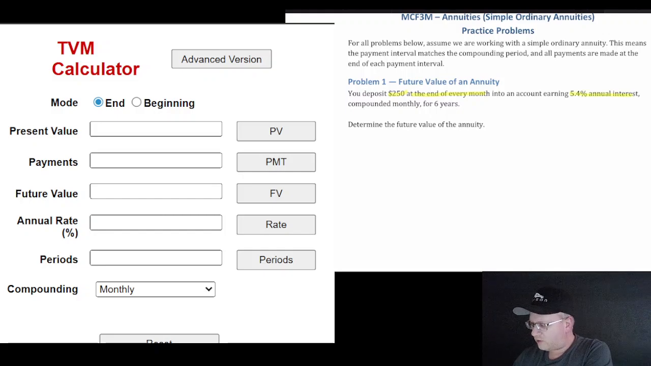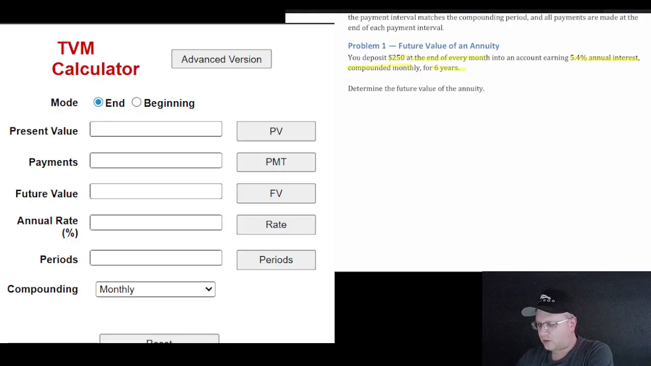We're going to have 5.4% annual interest. There are circumstances where you need to convert your annual interest into like a quarterly interest or a monthly interest, depending on the question. The TVM calculator will take care of that for us. We don't have to worry. But if you're doing manual calculations, watch out for that. Compounded monthly for 6 years. So let's identify the things that we know.